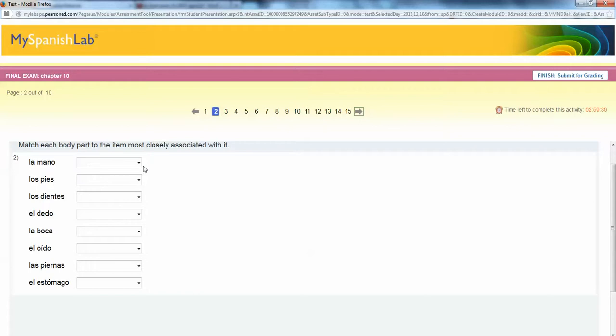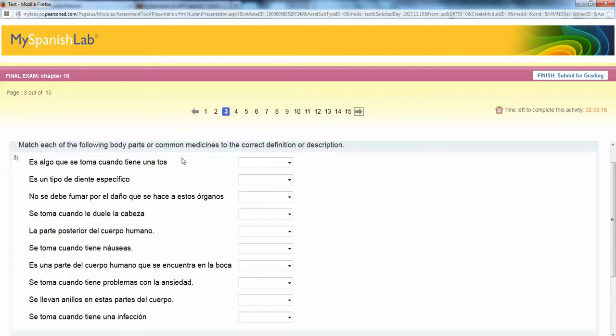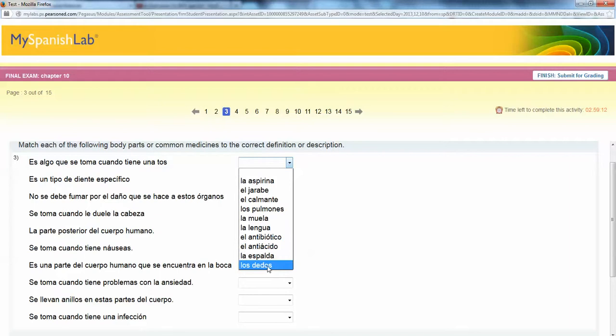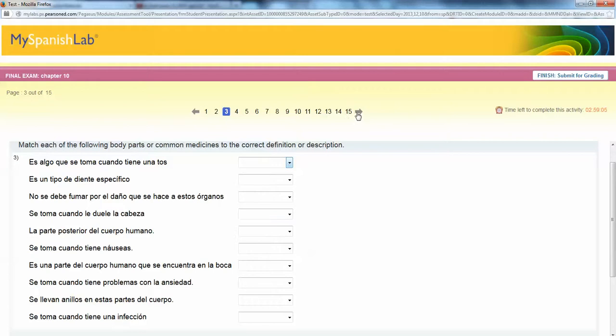Match each body part to the item most closely associated with it. So what body part would you best associate with each of these things? And it's the same list throughout. Match each of the following body parts or common medicines to the correct definition or description. So here are body parts and medicines, and you just decide which of these is describing this medicine or body part.